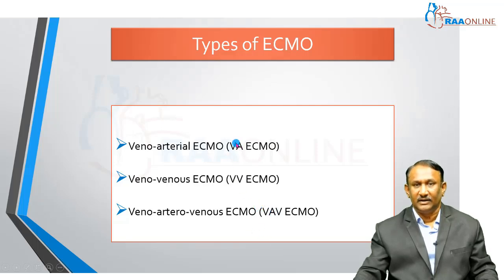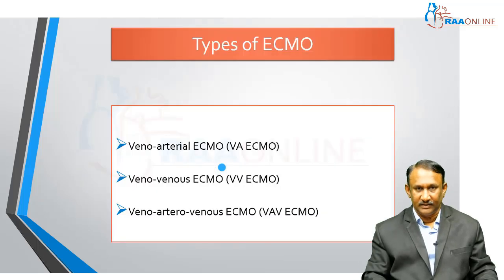So the first part of that nomenclature, whatever it is, indicates the area from which we are draining the blood. V always stands for venous, A always stands for arterial. So here the first part is V, that means you are draining from the venous side of the circulation. The second part indicates where we are returning this blood to. Here it is A, that means you are returning to the arterial side. Here it is VV, so you are draining from the venous and you are returning back to the venous side of the circulation. Here it is a hybrid type. So these are the three types, and this is how they are labeled, or how we understand the nomenclature.